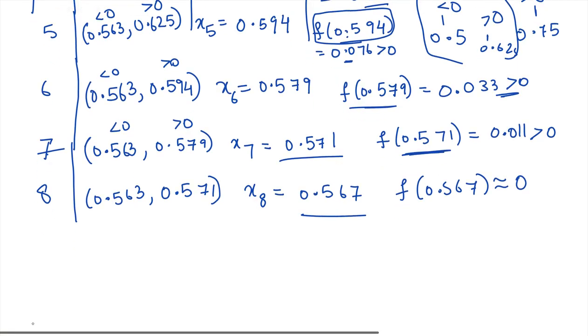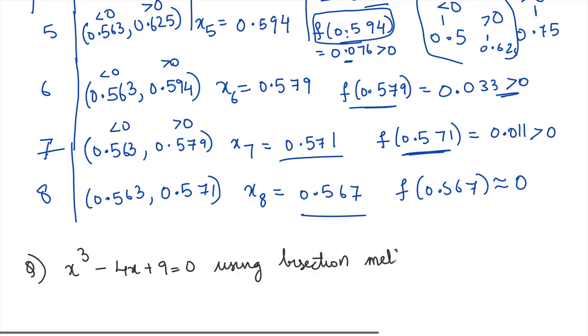In the next question, we will solve finding the root of x cube minus 4x plus 9 equal to 0 using the bisection method. I think you can also try from your end, and then we can cross check all our answers, correcting to 3 decimals.